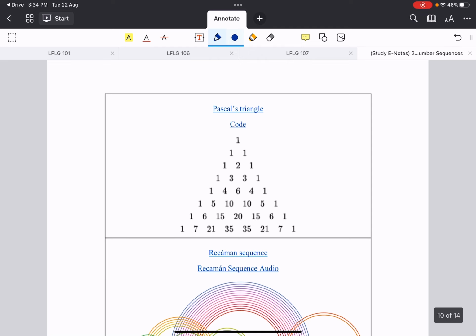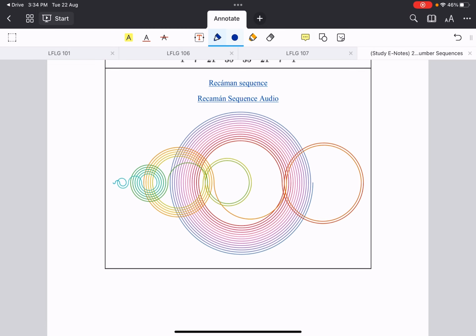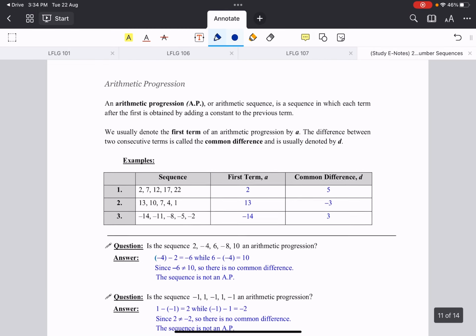Pascal's triangle, very popular, as well as some of the other harder to pronounce sequences. So just for your interest.